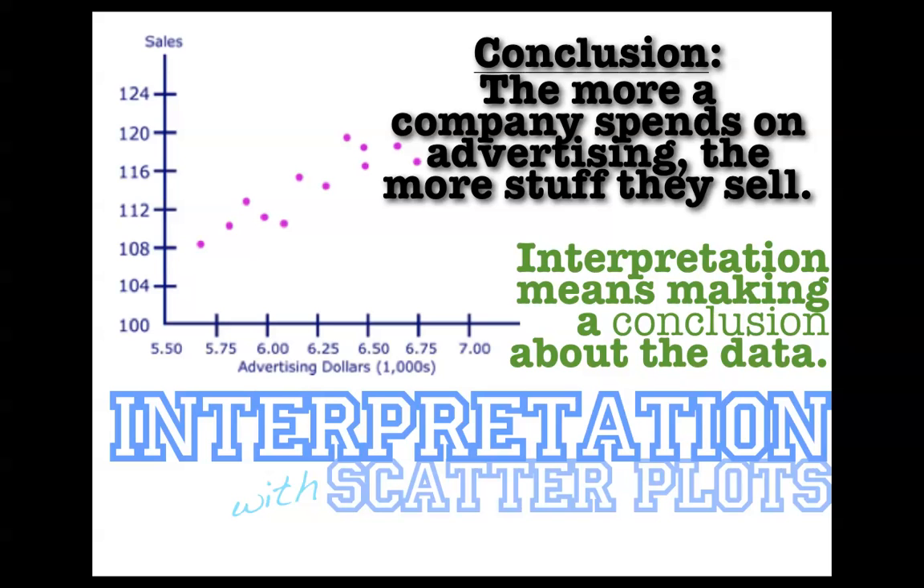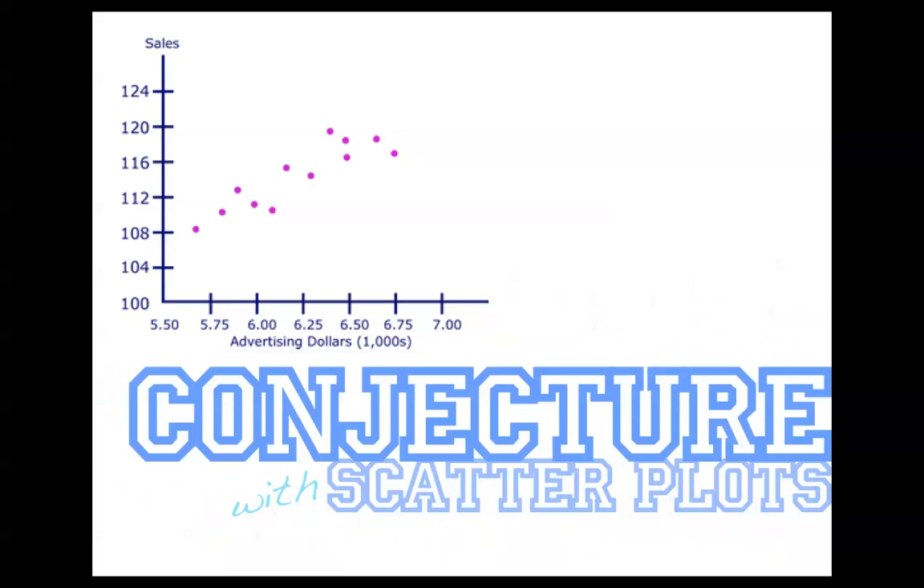We're kind of interpreting what we're seeing with our eyes so that we can make some kind of a statement about it. Is that the only conclusion that you might make about this data? No, you could probably come up with a whole bunch of other conclusions. But when we interpret, we're coming to some kind of a conclusion. Okay, easy enough. What about conjecture with scatter plots?